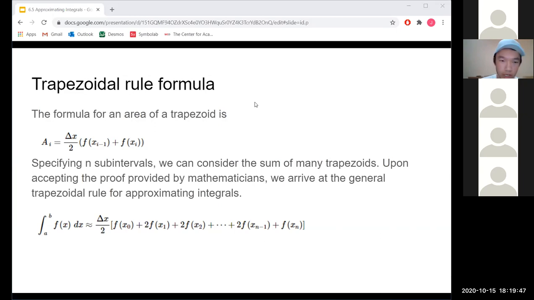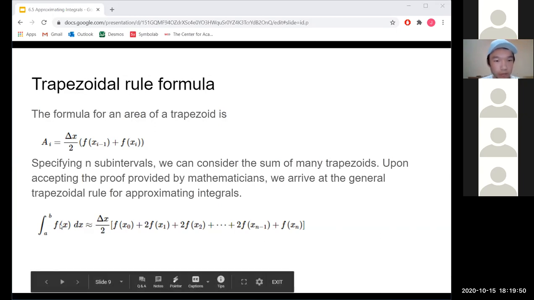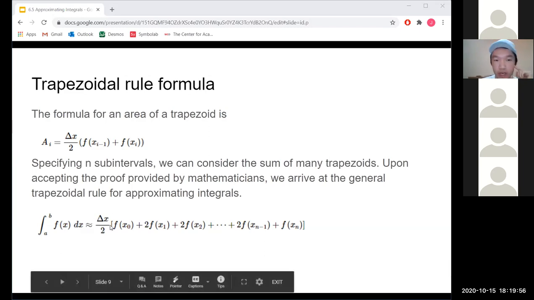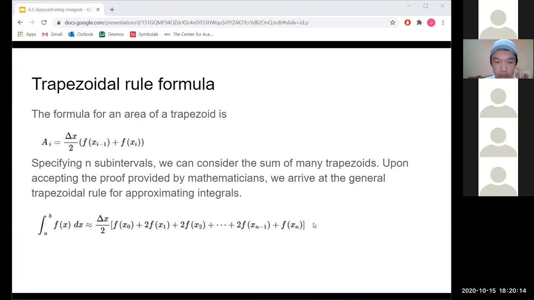Okay, so let's see how this thing looks like. So to approximate the integral using trapezoidal rule, we have delta of x over 2. So that part is the same as Riemann sum. And then let's see what's inside these brackets. So we have f of x0 plus 2f of x1 plus 2f of x2 plus dot dot dot 2f of x n minus 1 plus f of x n. So basically what it's saying is you're going to add up all the x values, but you're going to multiply all the x values by 2 except for the first and last one. So that's how trapezoidal rule works.